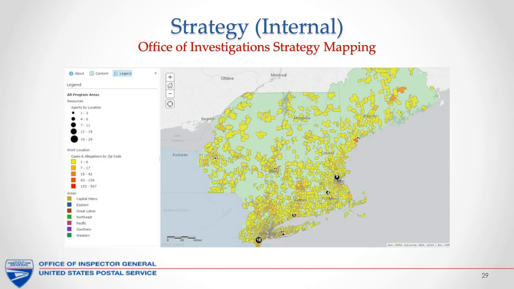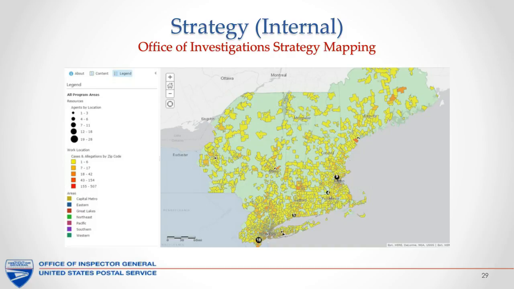So the black circles there represent our office locations, and they're sized by the number of agents at that particular office. And you can see there's a number there that shows just how many agents we have. And then the zip codes are color-coded by the number of cases and allegations that we have. So the more red the zip code, the more cases and allegations, basically the more work we have in this particular location. As you get down to yellow, it's not quite as much work.